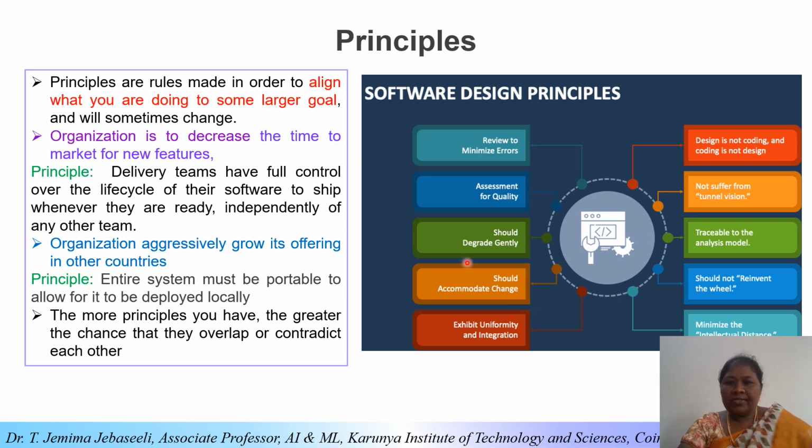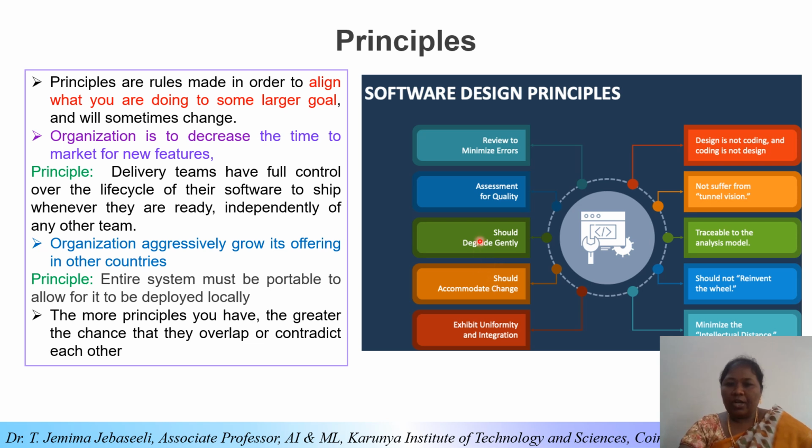The next topic is principles. The software architect must follow the principles and guidelines defined by the organization. Project to project, it depends upon the agreements. The principles may change, but most of the common principles are given here. Like we have to minimize errors. That means if you are an evolutionary architect, you should work towards minimizing errors and improving quality.